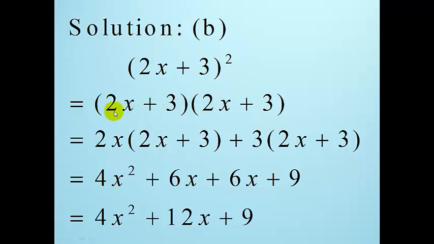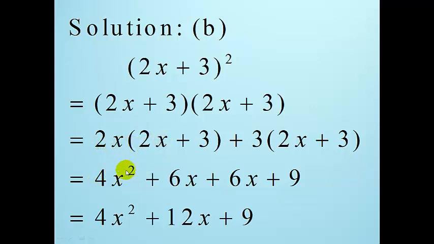Now let's expand. 2x multiplies the second bracket. That is 2x plus 3. Then plus 3 will also multiply the second bracket. That is 2x plus 3. Now let's expand. 2x times 2x. So we first multiply 2 by 2. And 2 times 2 is 4. Now we have x times x.